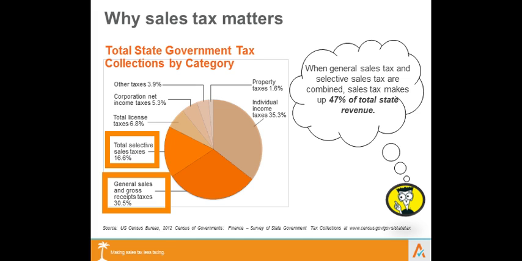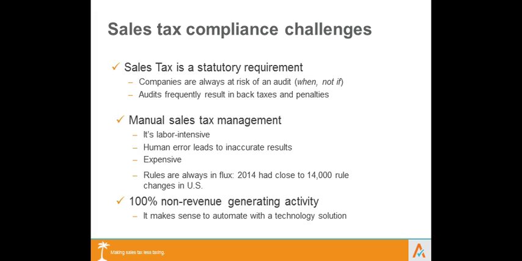If you look at this slide, when you add up general sales tax and tax on gross receipts, for the average state, that's about 47% of their total state revenue. When you look at a state like Washington State, where we have no state income tax, sales tax becomes even more relevant for states. This is a key way for states to raise money and bring in revenues, and it's also one of the tools that they have to try and shore up those budget gaps that they're all facing.